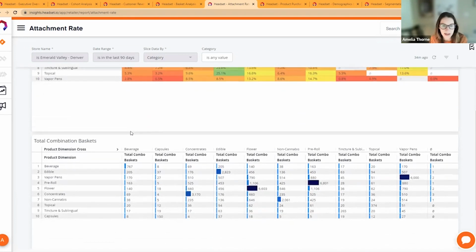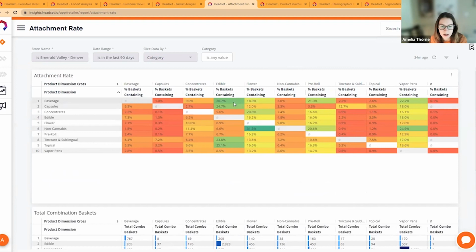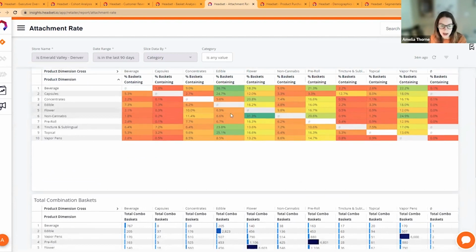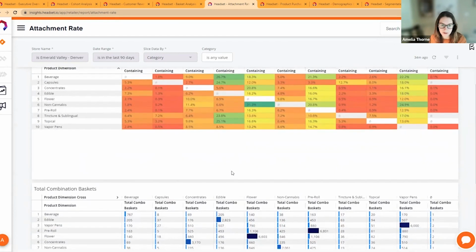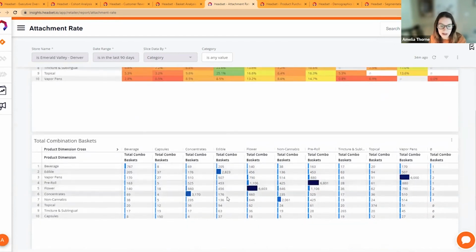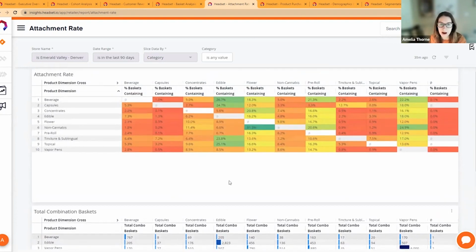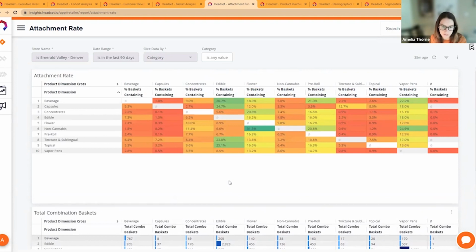So you always want to guess and check. Even though these are green cells, which means they have a higher attachment rate than other categories, they have fewer baskets associated. Like edibles, for example, don't have as many baskets as, let's say, flower, because they're just maybe not as popular of a category at this store. Does that make sense? Did I explain that? Okay.